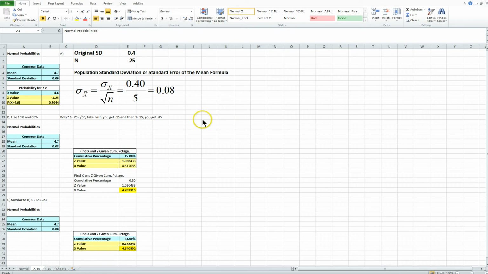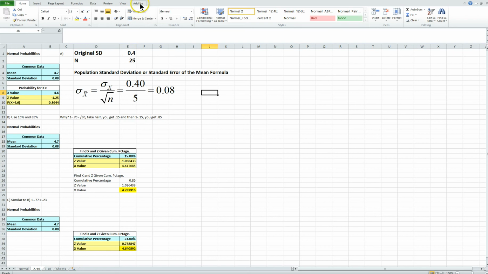And it's very easy to do. We have our original standard deviation of 0.40 ounces. We were given a sample of 25 oranges, so according to the formula, we just take that 0.40 divided by the square root of n, which is 25, which gives us 5. So 0.40 divided by 5 gives us 0.08, and that is our population standard deviation that we will use throughout the rest of this problem.